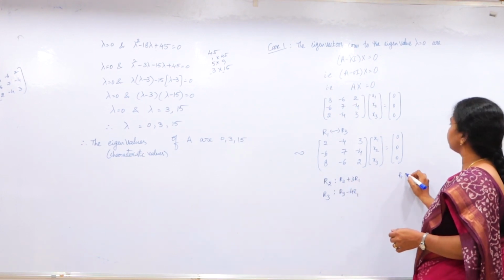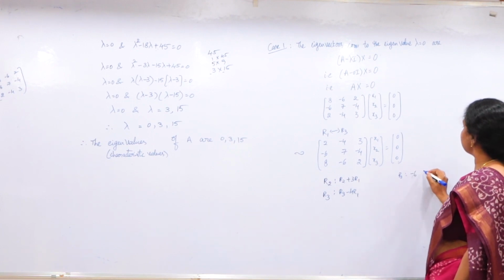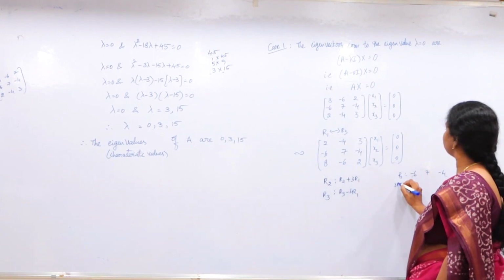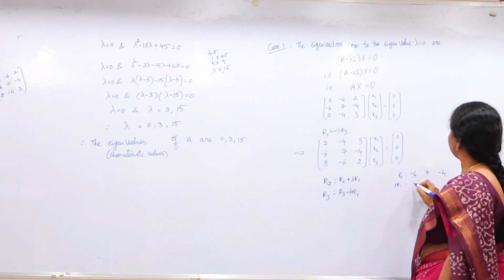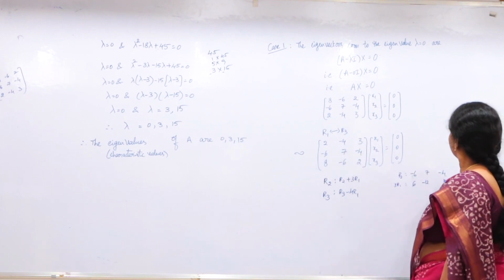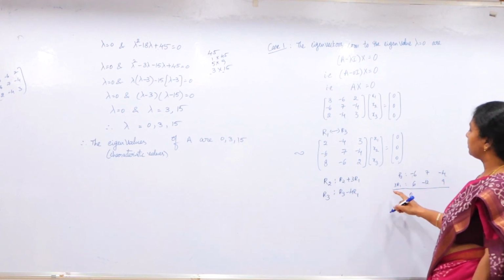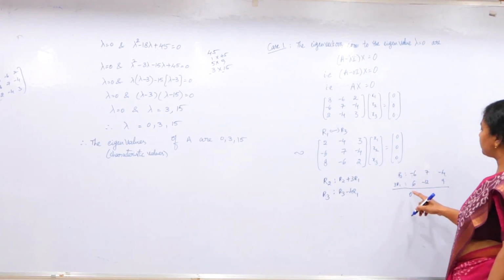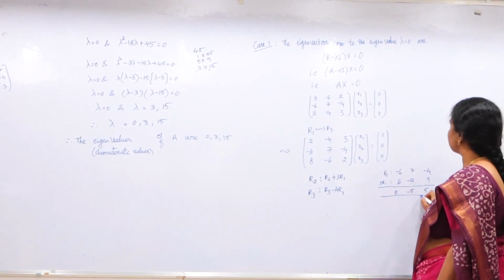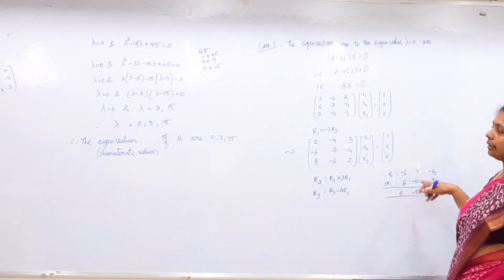It is the first operation, R2 plus 3R1. R2 values: minus 6, 7, minus 4. 3R1 values: 6, minus 12, 9. By adding these two: minus 6 plus 6, 7 minus 12 is minus 5, minus 4 plus 9 is 5. So R2 becomes 0, minus 5, 5.